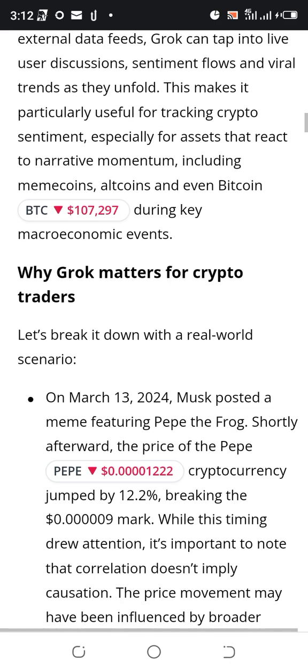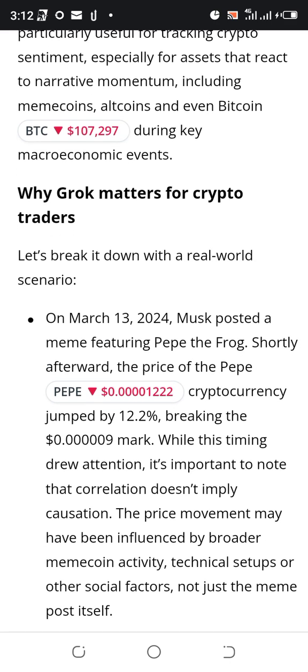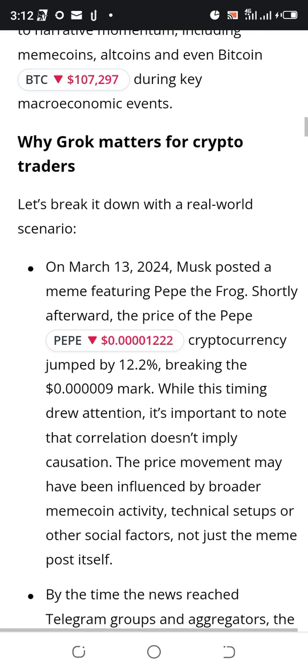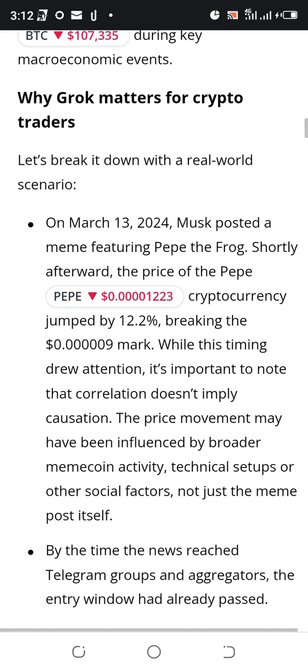Why Grok matters for crypto traders? Let's break it down with a real-world scenario. On March 13, 2024, Musk posted a meme featuring Pepe the Frog. Shortly afterward, the price of the Pepe cryptocurrency jumped by 12.2%, breaking the 0.000009 mark. Why this timing drew attention?